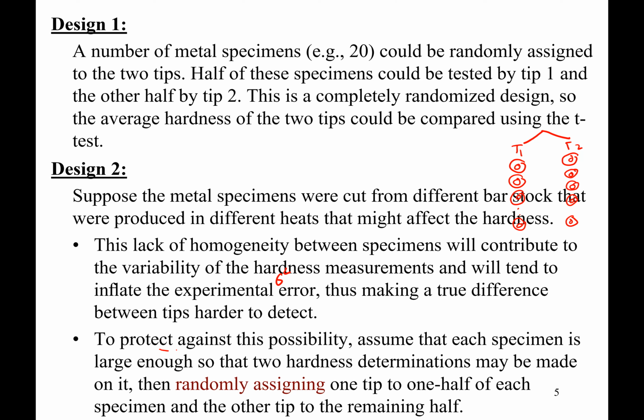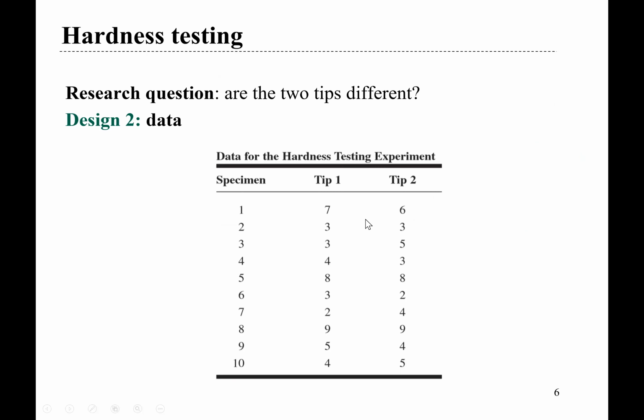So to protect against this possibility, assume that each specimen is large enough so that two hardness determinations may be made. Then you randomly assign one tip to one half and the second tip to the remaining half. What do I mean? I mean, now I have two tips, tip 1 and tip 2.